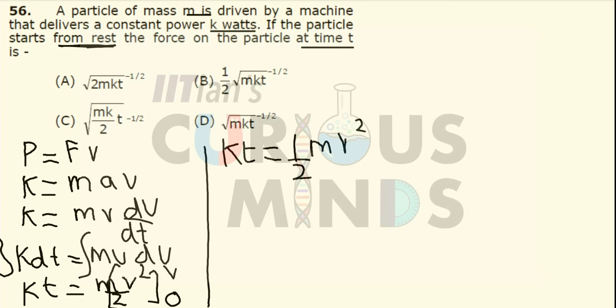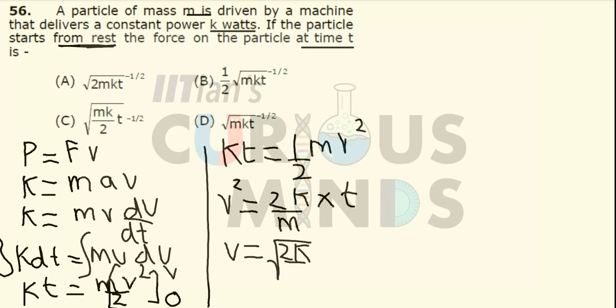Now the final velocity at that point: v square will be equal to 2k by m into t, or v will be equal to root 2k by m into root t. Now why am I writing the root t separately? You will understand over here. So I got the final velocity.